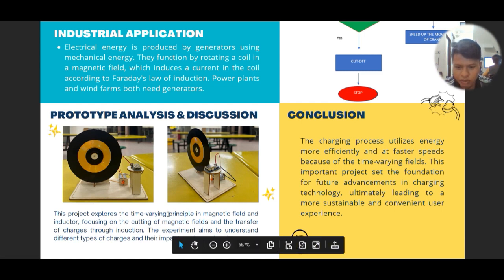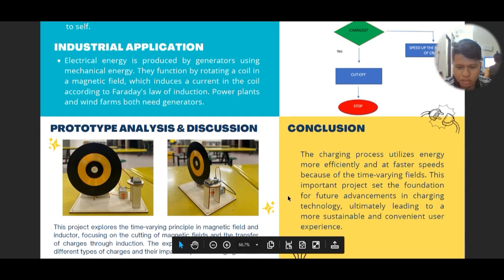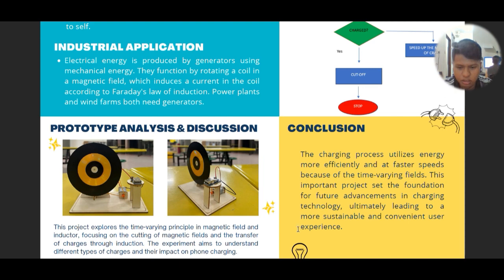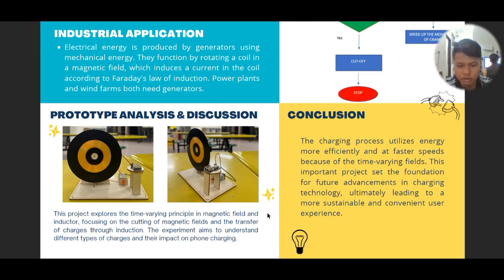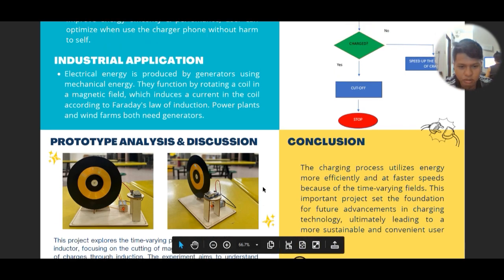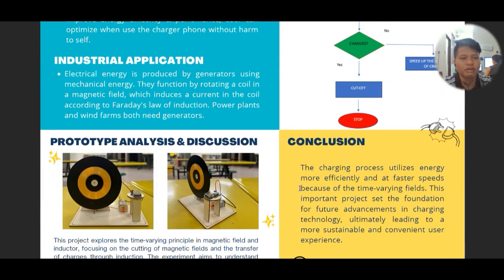So this project explores the time varying principle in magnetic field and inductor, focusing on the cutting of magnetic fields and the transfer of charge through induction. This experiment aims to understand the charge and its implementation in phone charging, and it can also light up a bulb, not a bulb that has more watts, but just a simple bulb to make it light up. So I think that's all from me. I will pass to the next presenter. Thank you very much.